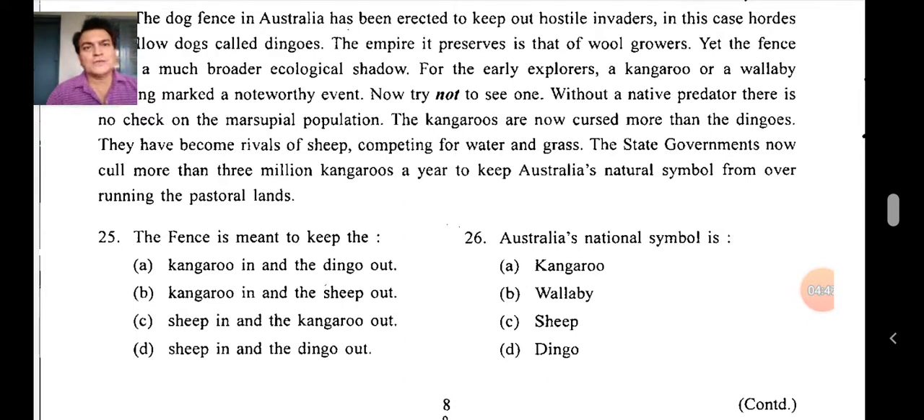Now here it is referring to kangaroos, Australia's natural symbol. And what is Australia's national symbol? Australia's national symbol is the kangaroo. See here, Australia's natural symbol is given, and here the question is Australia's national symbol. That's a kangaroo. So you have to infer. So inference is very, very important in this case. So let's move on to the next question.